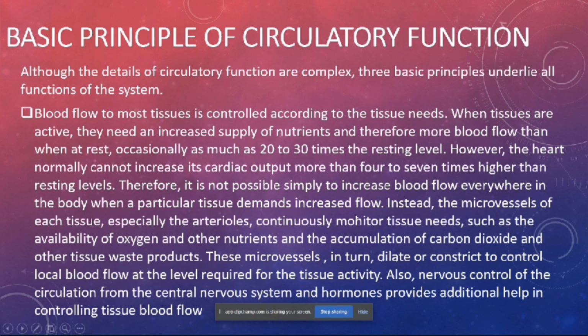When a particular tissue demands increased flow, the microvessels of each tissue, especially the arterioles, continuously monitor tissue needs, such as availability of oxygen and other nutrients and the accumulation of CO2 and other tissue waste products. These microvessels in turn dilate or constrict to control local blood flow at the level required for the tissue activity.